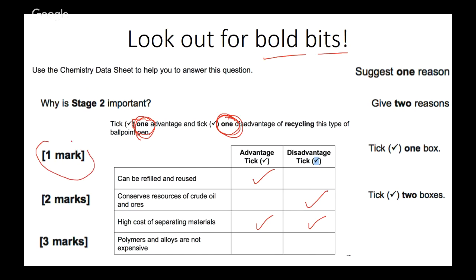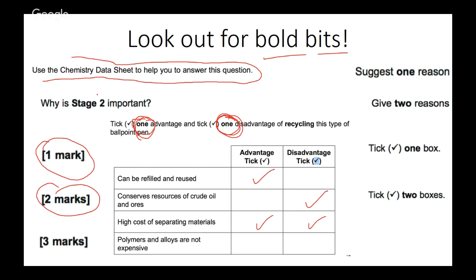Look out for the marks. You should be guessing what the examiner wants for the marks, and make sure if you've got 2 marks, you've put 2 points, etc. Also, look out for where it says use the chemistry data sheet, because there's a hint that there'll be something on there that might be useful for you to answer the question.